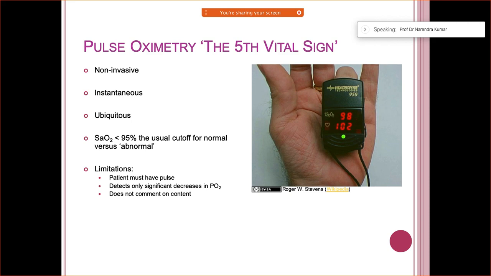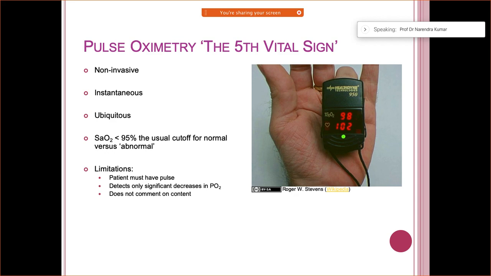The other reasons why we do this test are, of course, to determine the acid-base status, especially in a patient who has a metabolic acidosis, for example diabetic ketoacidosis, and of course also to track the application of mechanical ventilation in a critically ill patient. So how is that critically ill patient doing?